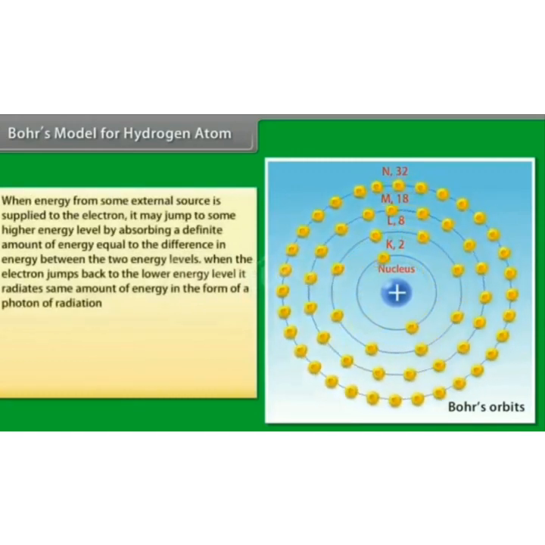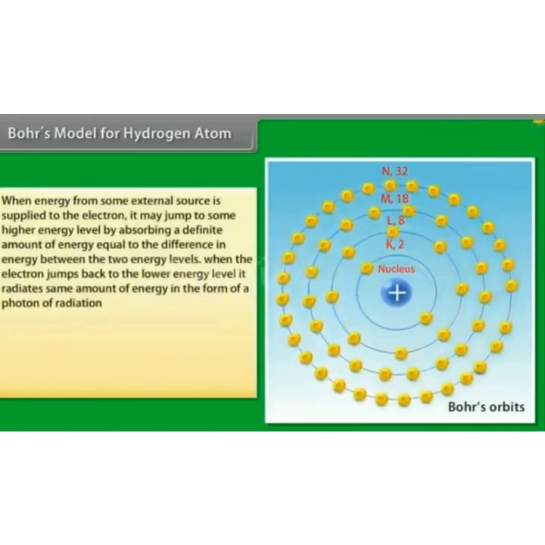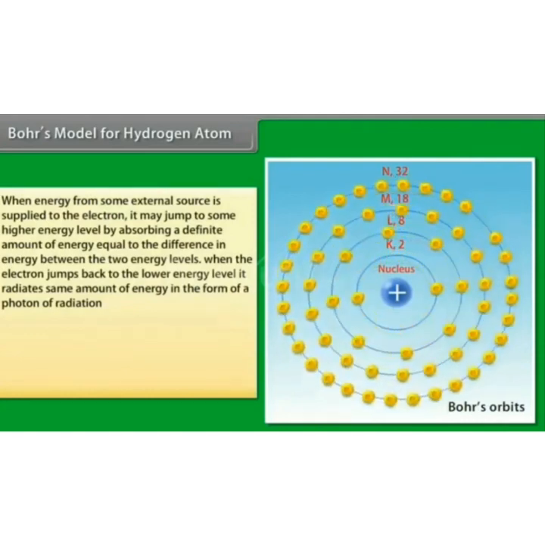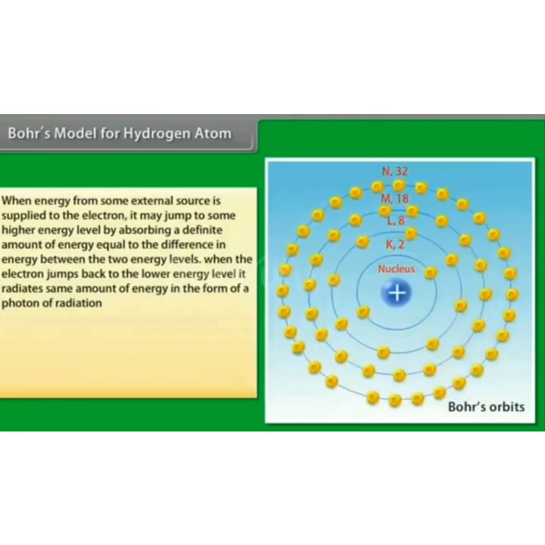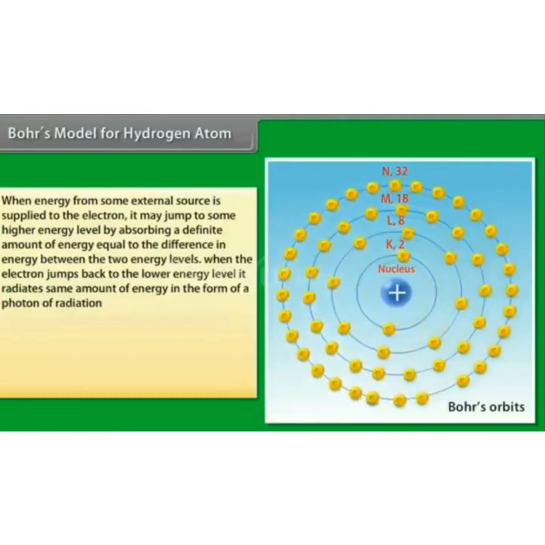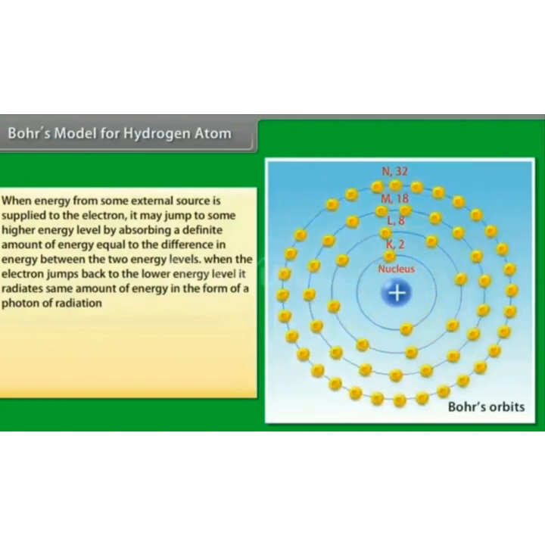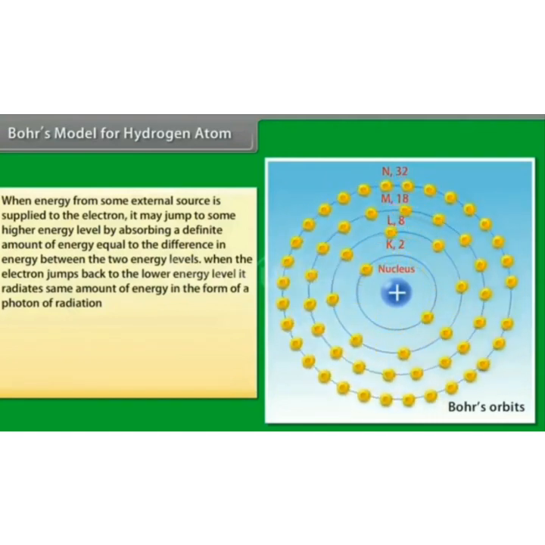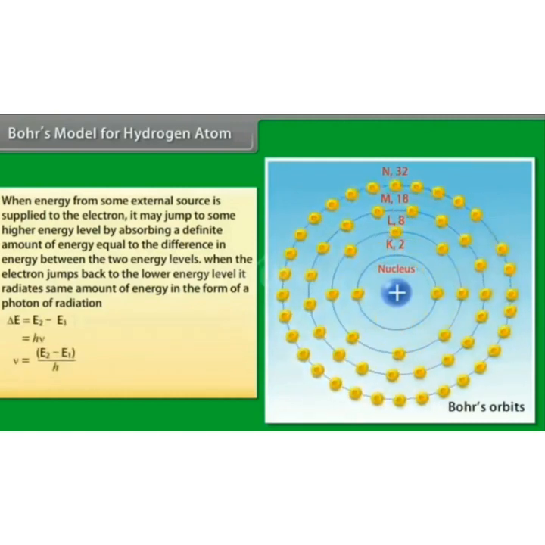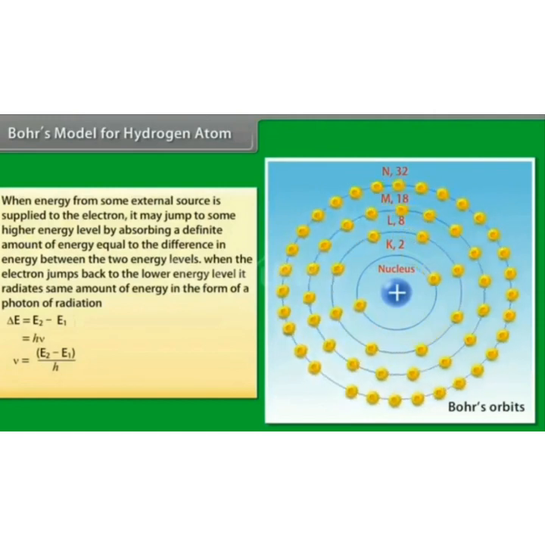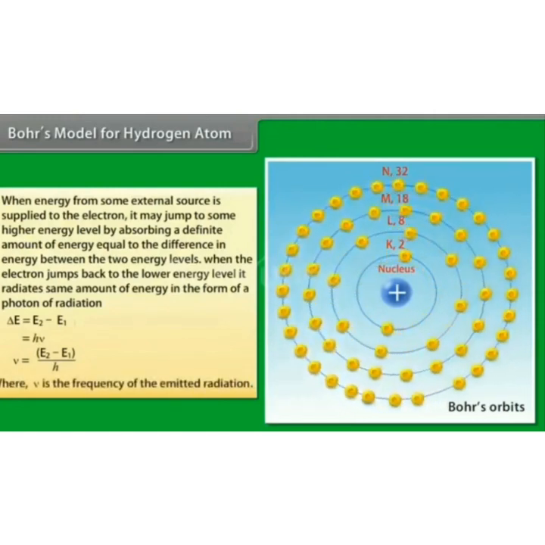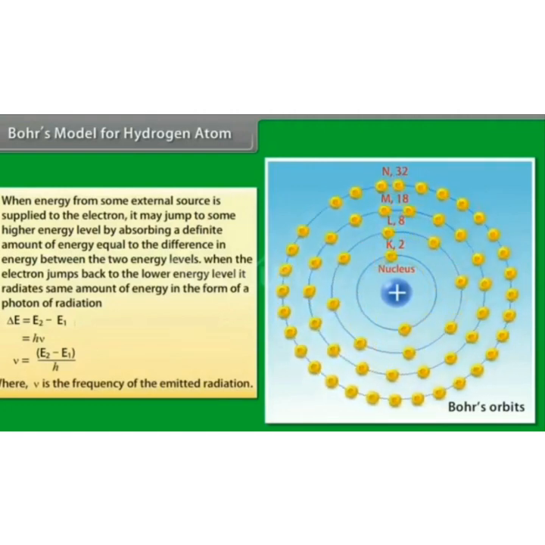When energy from some external source is supplied to the electron, it may jump to some higher energy level by absorbing a definite amount of energy equal to the difference in the energy between the two energy levels. When the electron jumps back to the lower energy level, it radiates the same amount of energy in the form of a photon of radiation. ΔE = E2 − E1 = hν. ν = (E2 − E1)/h, where ν is the frequency of the emitted radiation.